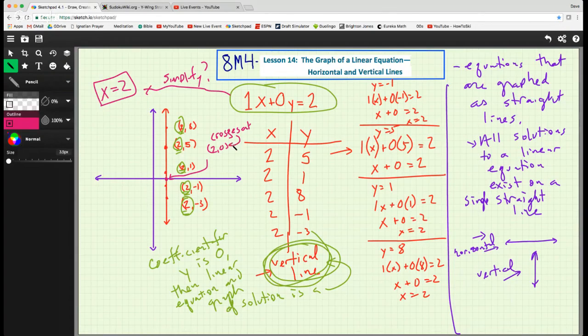It crosses at 2, 0. So notice, an equation that looks like x equals 2 is going to be a vertical line. We're going to cross the x-axis at 2, 0. Okay.